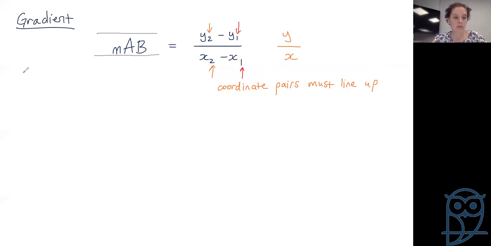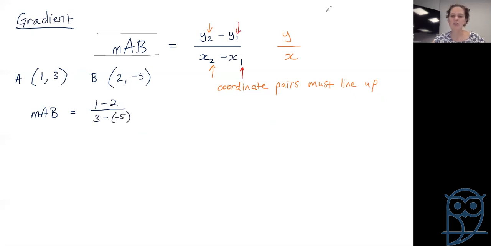So if we had an example, let's say, we don't want examples in orange, we want examples in blue. A is now the point 1 and 3, and B is the point 2 and minus 5. So MAB equals 1 minus 2, okay, so we're going with the first one is A, and 3 minus 5. So I'm going to write it here as another reminder. Substitute using brackets.